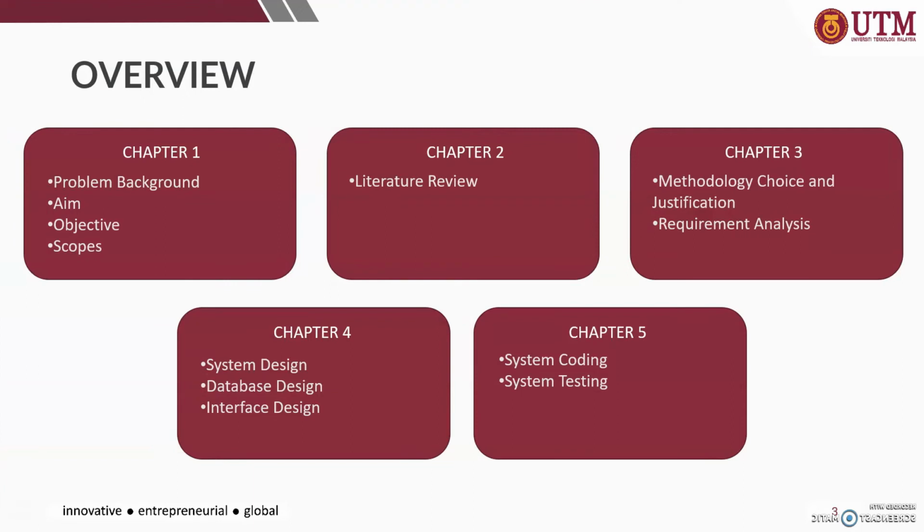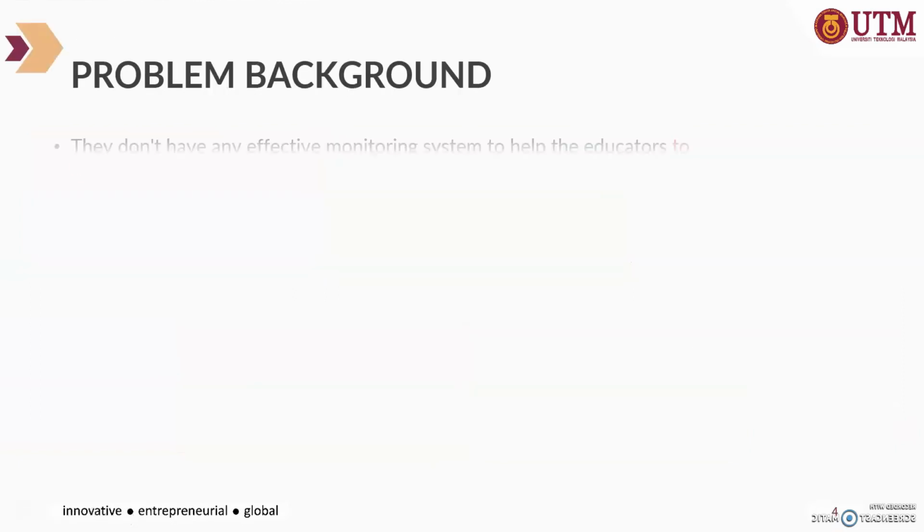I will explain about Chapter 1, which contains problem background, aim, objective and scope. Chapter 2 will contain the literature review. Chapter 3 will contain the methodology and requirement analysis. Chapter 4 will contain the system design, database design and interface design. And Chapter 5 will contain system coding and system testing.